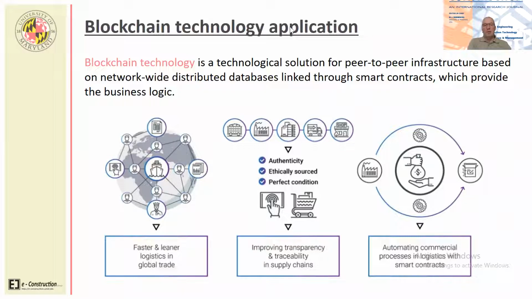Improving transparency and traceability in supply chains. Some of these relationships can be traced practically in real time, automatically, without involving a great deal of time and effort of professionals. And then automating commercial processes in logistics with smart contracts. It's something that the industry is looking forward to. How much resistance we will get from the current legal profession remains to be seen. Nevertheless, it's a hot topic and is being discussed throughout the US and indeed throughout the world.